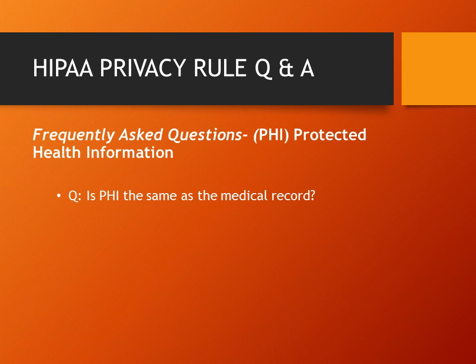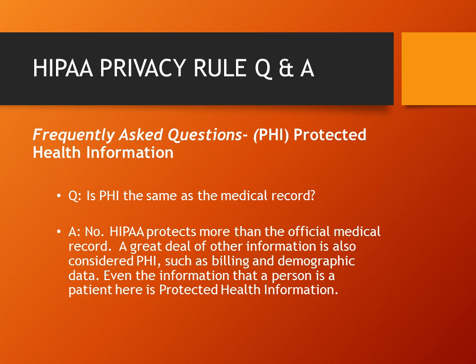Okay, we are going to discuss some frequent questions that are asked regarding the HIPAA privacy rule. Question number 1. Is PHI the same as the medical record? No. HIPAA protects more than the official medical record. A great deal of other information is also considered PHI, such as billing and demographic data. Even the information that a person is a patient in the facility is protected health information.